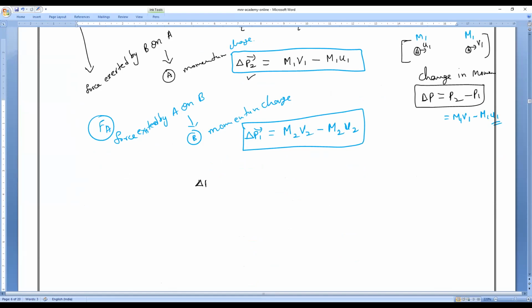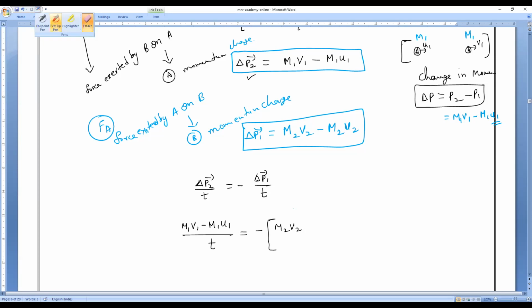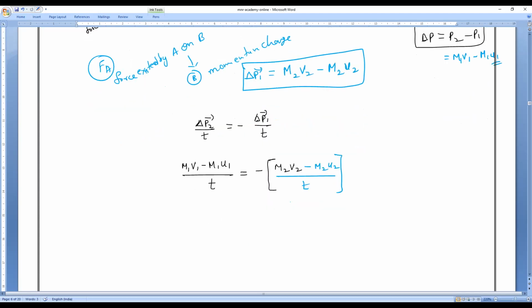Then you substitute in the formula. So delta P2 divided by T is equal to minus of delta P1 divided by T. Now delta P2 means what, guys? Speak, everybody. M1 V1 minus M1 U1 divided by T, which is equal to minus of M2 V2 minus M2 U2 divided by T. Plus or minus? Minus. So both sides, T is there. Both are in division. Can I cancel it or not?